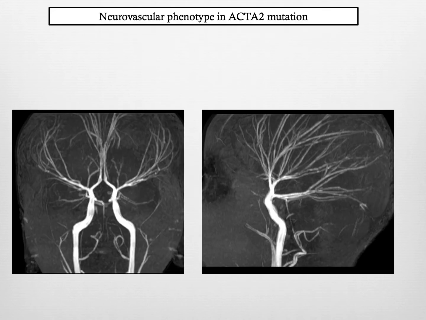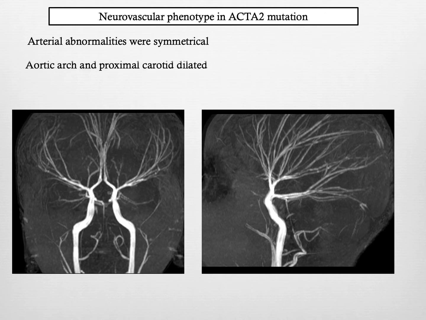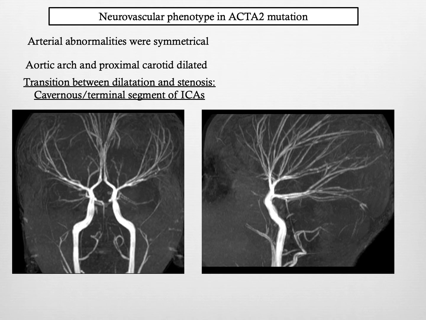The neurovascular phenotype in ACTA2 is characterized by symmetrical arterization, dilatation of the aortic arch and of the proximal carotid arteries, and then there is a transition between dilatation and stenosis at the level of the transition between the cavernous and the terminal segment of the ICAs. And this is important for the pathogenesis, as we will see in a second.